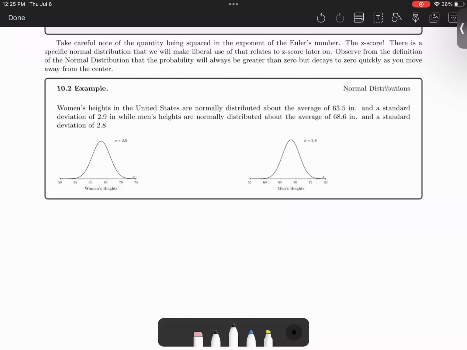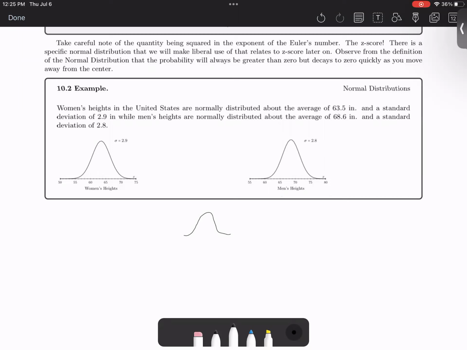Let's talk a little bit about normal distributions here in example 10.2. We have two variables that are normally distributed. First, on the left are women's heights. It's given to us in the problem statement that women's heights in the United States are normally distributed. So as soon as you see the word normally distributed, you immediately think of that bell-shaped curve.